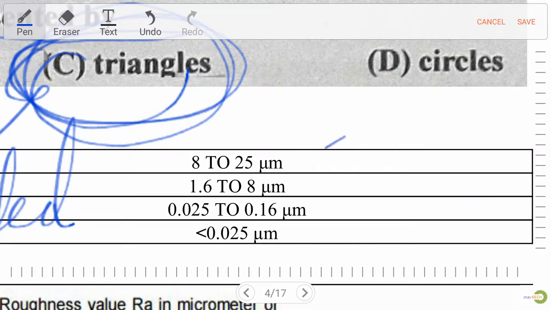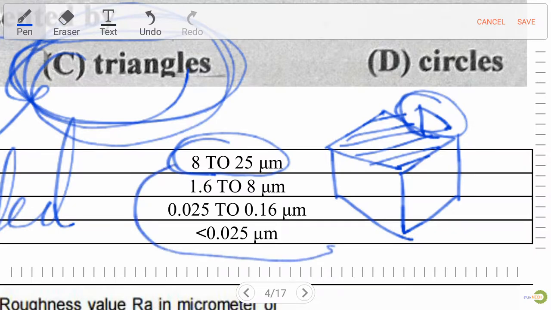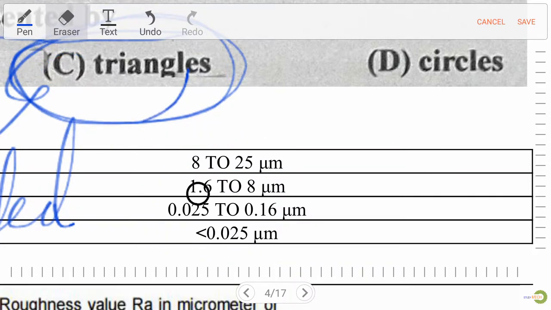Now let me explain. If we want to develop a cube type product, so a top surface is required to maintain up to 8 to 25 micrometer. So in drawing, the symbol of inverted triangle is as shown in the figure. Now we can also write 8 to 25 micrometer like 8 into 10 raised to minus 6 meter. Both are same. Okay, now let's move to the next detail.